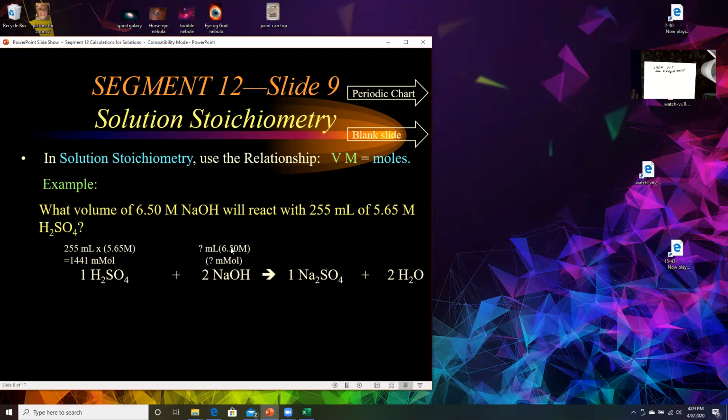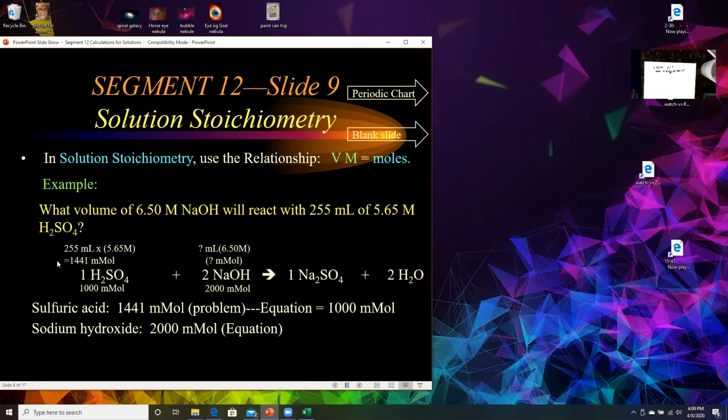Now let's look at the sodium hydroxide. We want to know, well, how many milliliters of this solution will we need? Well, we're going to first see how many millimoles we're going to need. The equation, we had sulfuric acid was 1,441 millimoles. The equation is showing 1,000 millimoles. That one is 1,000 millimoles, 1 mole. And this is going to be 2,000 millimoles.